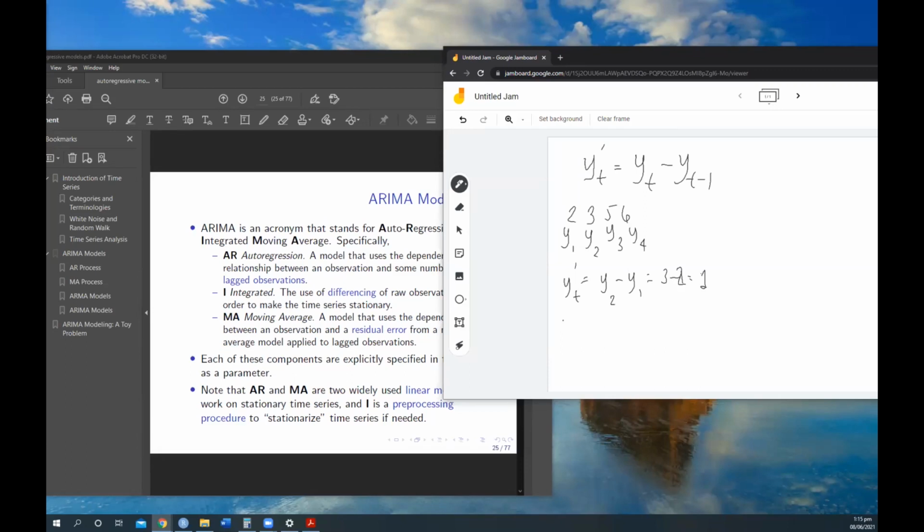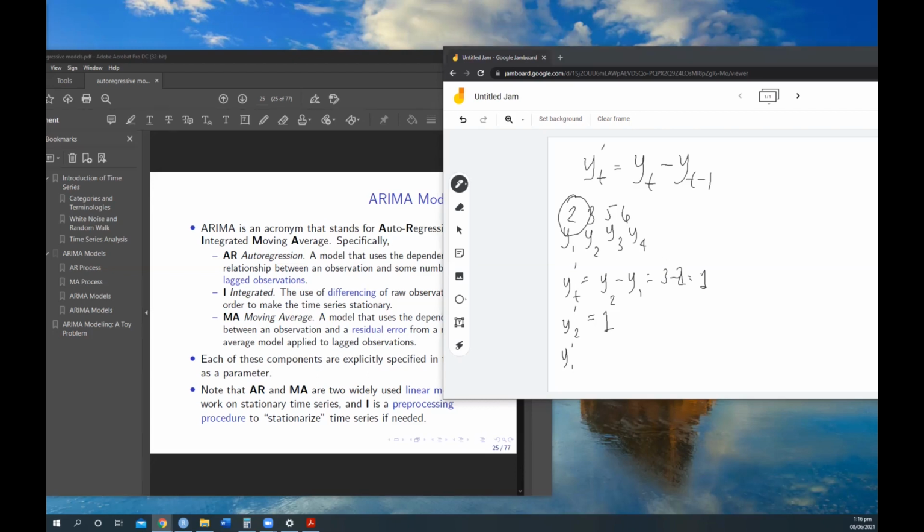So therefore, we have y2 prime equals 1. We usually do not have y1 prime because wala siyang value kung saan natin siya isa-subtract. So that's the idea, and so on and so forth. Yan yung differencing.